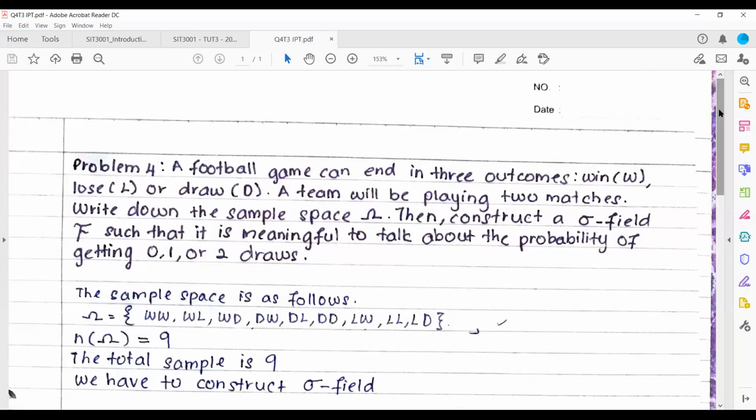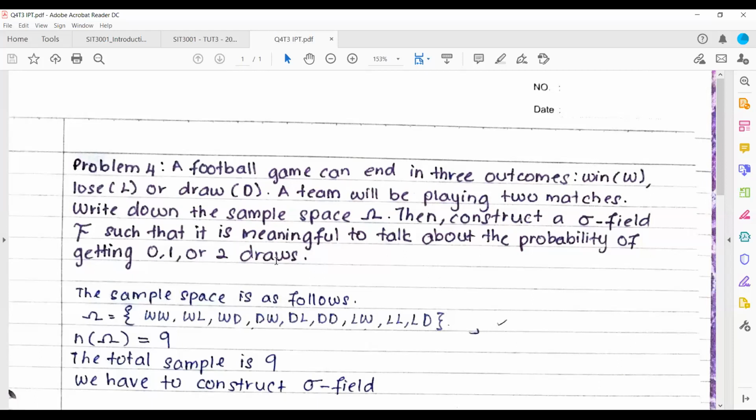So for problem 4, a football game can end in 3 outcomes: win, lose, or draw. A team will be playing 2 matches, so the question asks us to write down the sample space, then construct a sigma field such that it is meaningful to talk about the probability of getting 0, 1, or 2 draws.